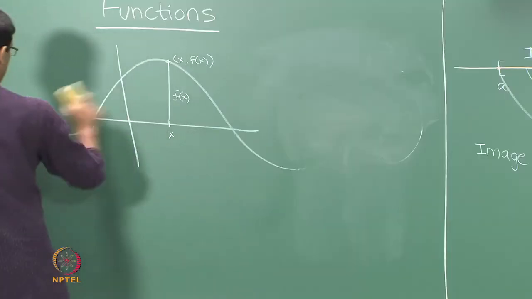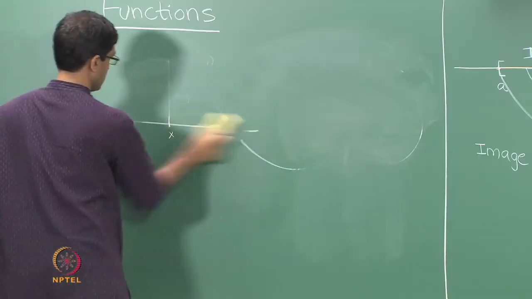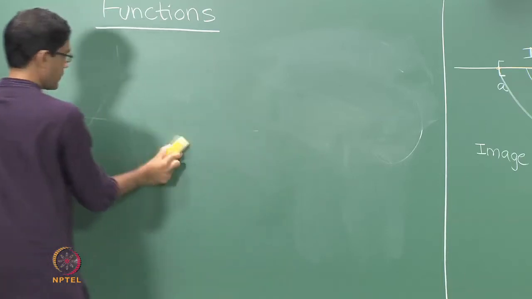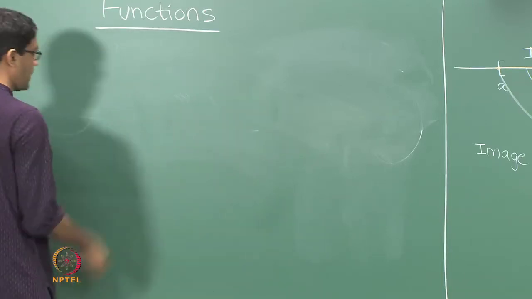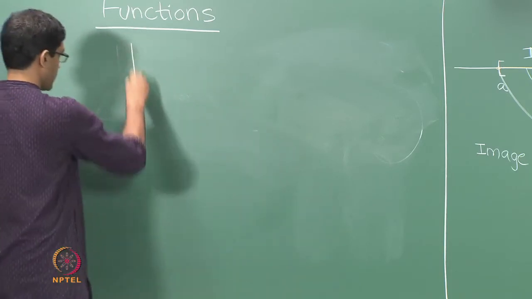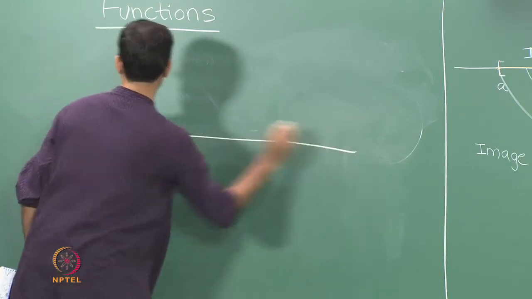So here's an example of a function for which this may not be true. Okay, for the graph that I drew it happens to be correct. Now let's do the following. Let's take another example.